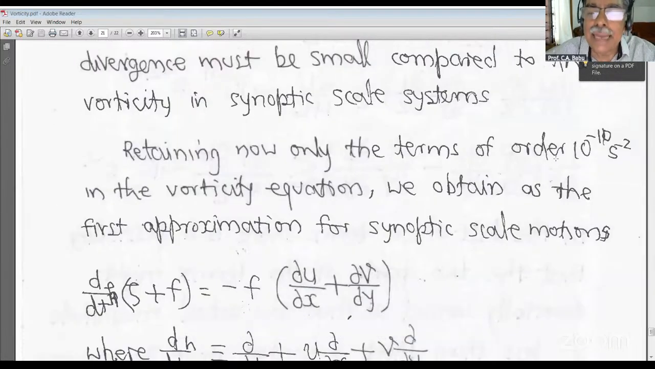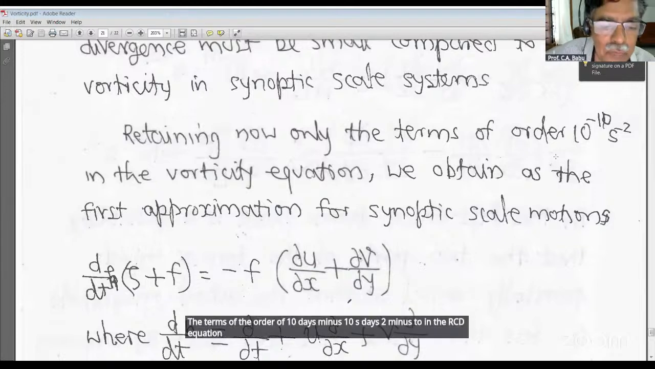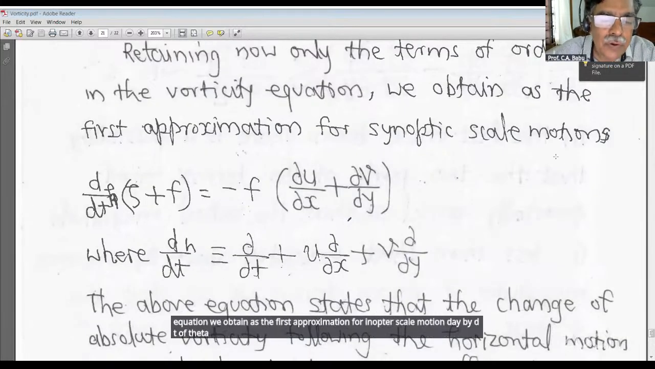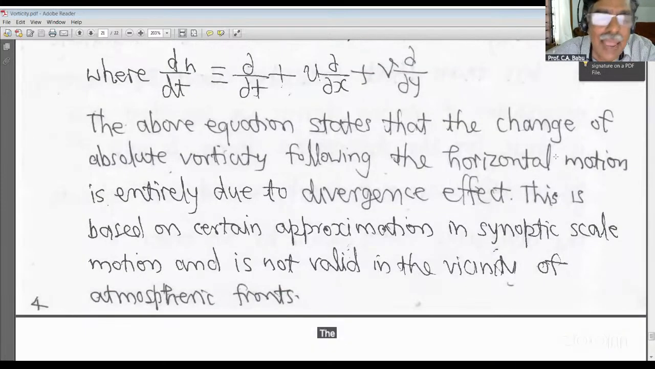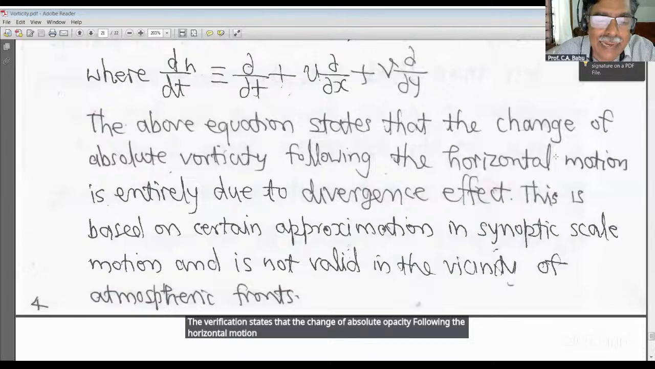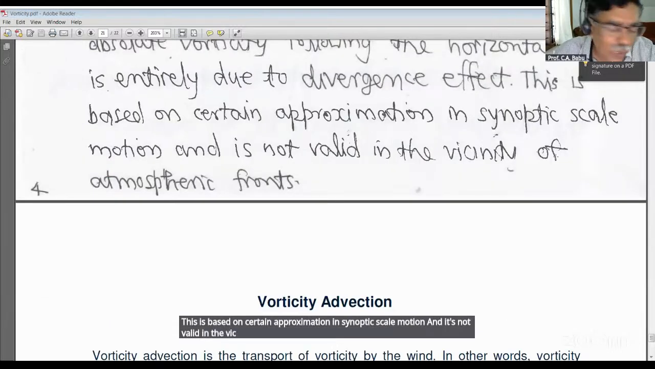Retaining the terms of the order of 10 raised to minus 10 s raised to minus 2 in the vorticity equation, we obtain as the first approximation for synoptic scale motion d by dt of (theta plus f) for the horizontal is equal to minus f multiplied by (dou u by dou x plus dou v by dou y). The above equation states that the change of absolute vorticity following the horizontal motion is entirely due to the divergence effect. This is based on certain approximations in synoptic scale motion and is not valid in the vicinity of atmospheric fronts.